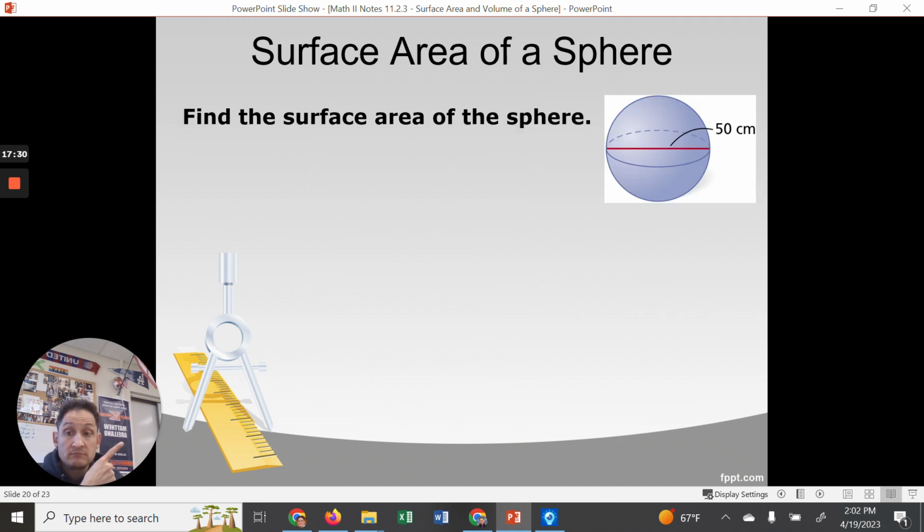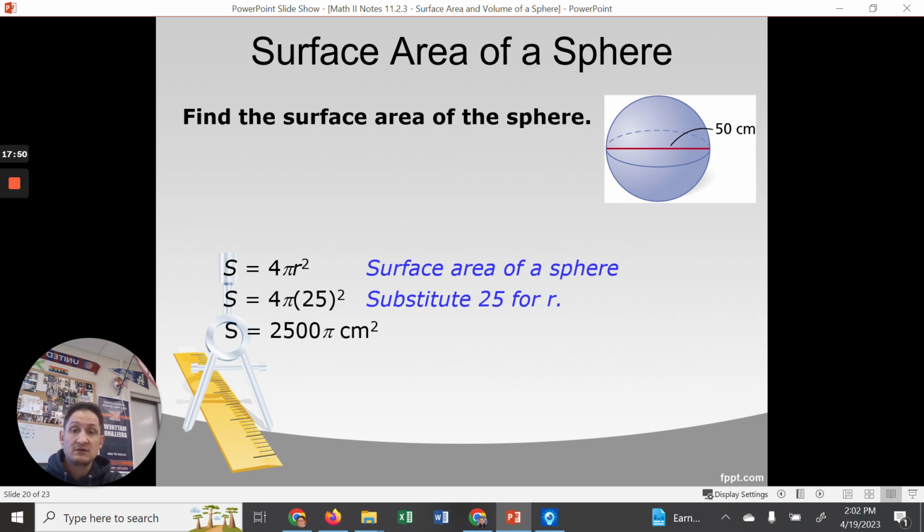Easy one. Pause. This was an easy one. Like this one you want, right? You did take 50 and divide by 2, though. Yeah? Because that's the diameter, not the radius. So 4 pi r squared, r is 25. So square 25, 625. Multiply times 4, and you get 2,500 pi. See? Not bad at all.